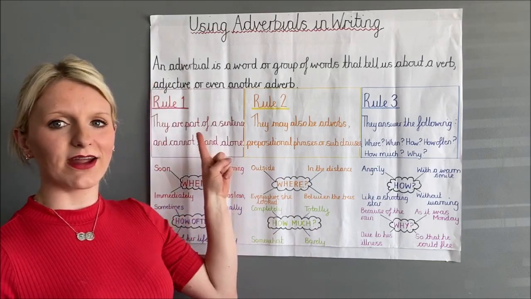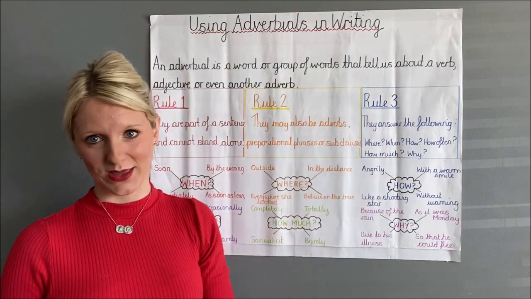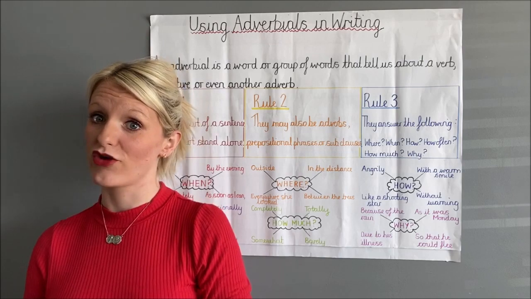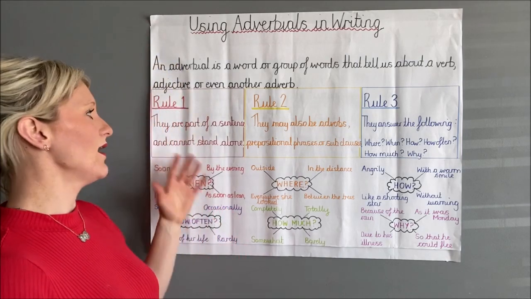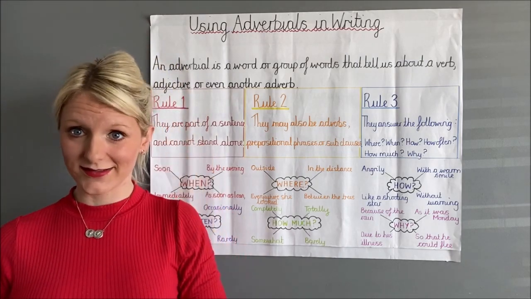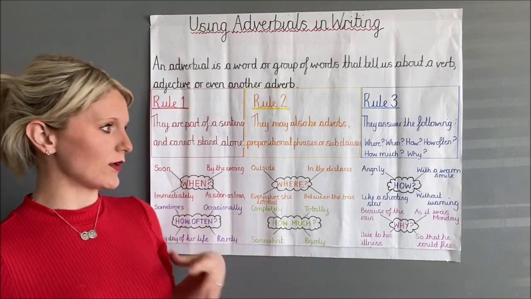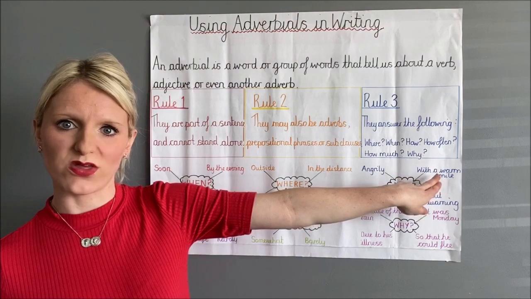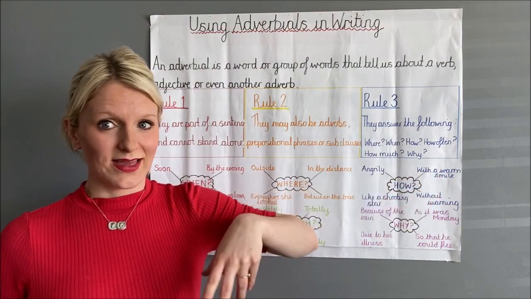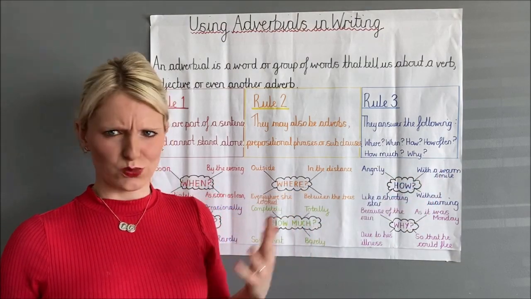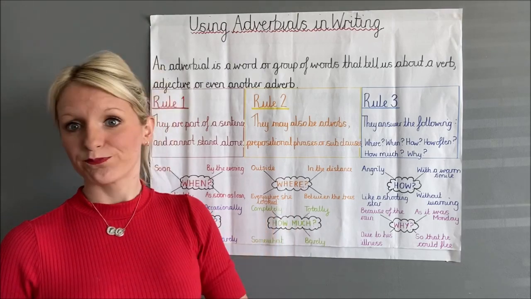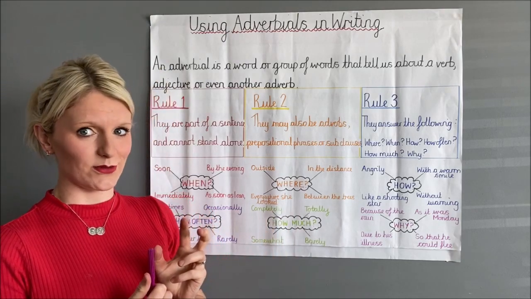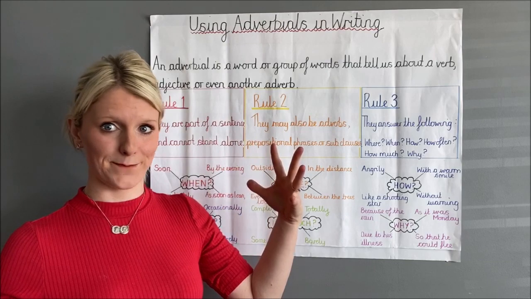There are 3 rules that we need to follow when we are looking at using adverbials in our writing. The first thing that we need to remember is that they are part of a sentence and they cannot stand on their own. There are lots of examples of this. Here, the one that I've written, with a warm smile, doesn't make a whole sentence. What did she do with a warm smile? It can't stand on its own as a sentence. It's part of something bigger.